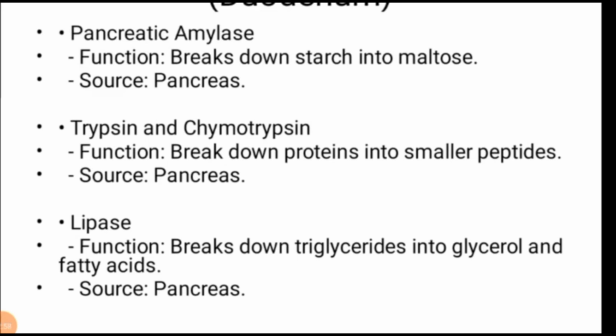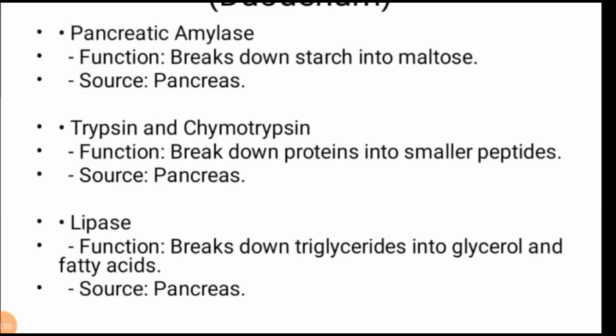And then the third is the lipase. We have two types of lipase the pancreas normally releases: the pancreatic lipase and the colipase. So these are the two types of lipase produced in the pancreas. These two lipases break down fats. Triglycerides are fats, remember what I said in the previous slide. So they break down triglycerides, which are fats, into glycerol and fatty acids.